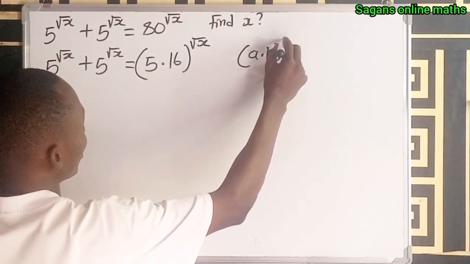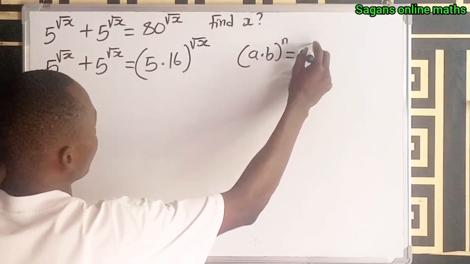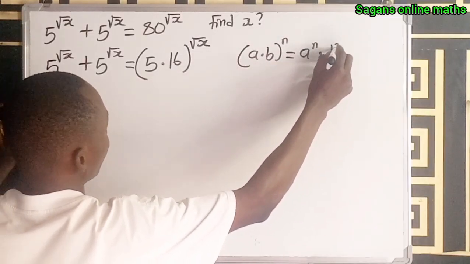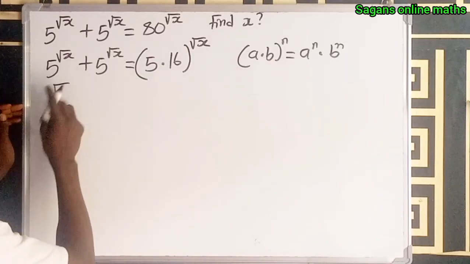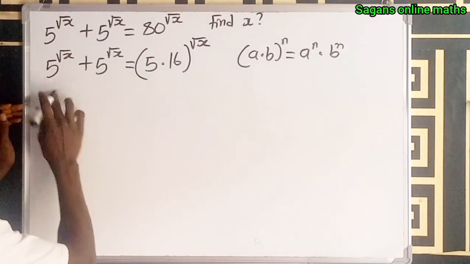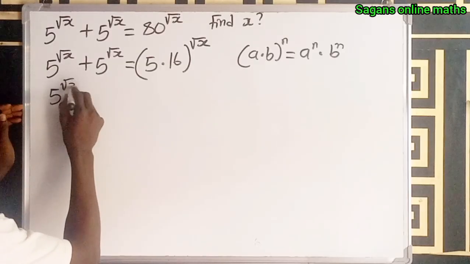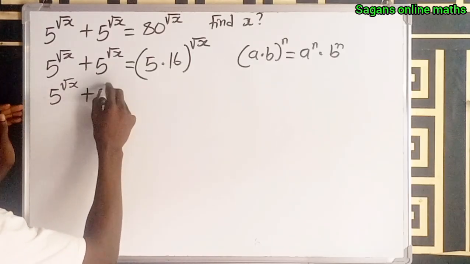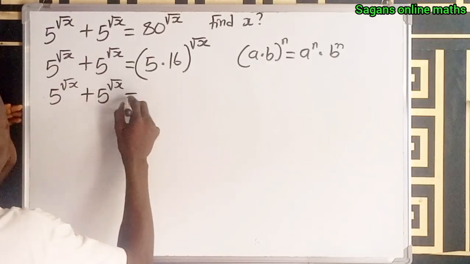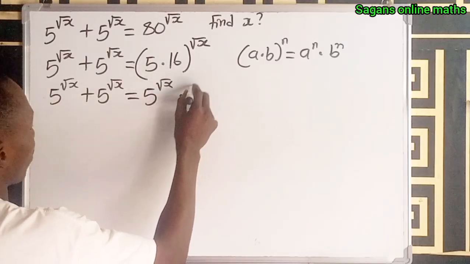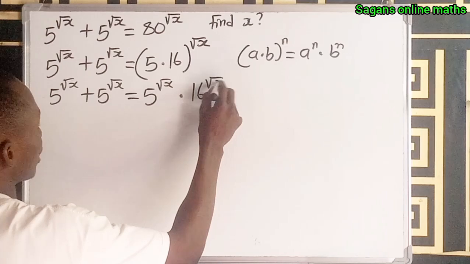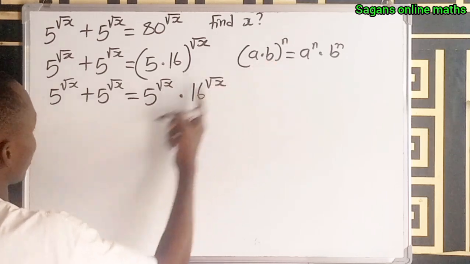Let's obey these properties of indices. So this is 5 to the power of root x plus 5 to the power of root x, then equals 5 to the power of root x multiplied by 16 to the power of root x, because we are obeying the properties of indices.